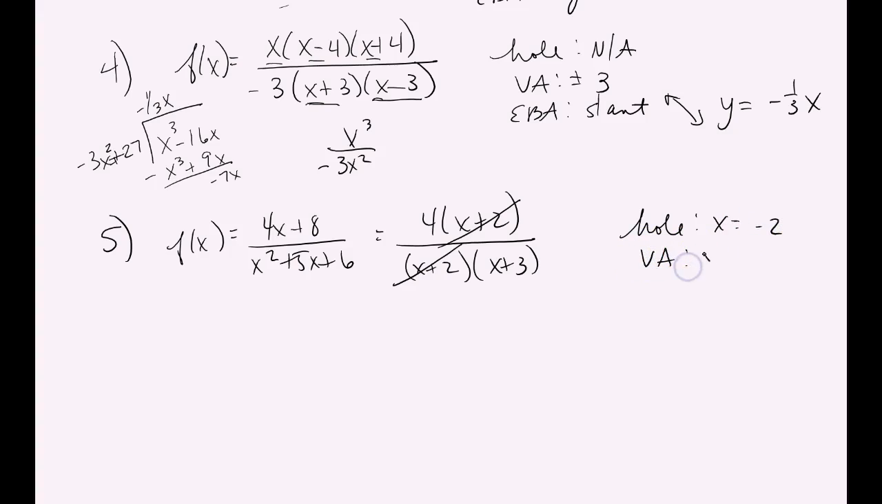The vertical asymptote is the denominator, x equals negative 3. The end behavior asymptote, if you want to look back at the beginning, it's an x to the first over an x squared. It's larger on the bottom, so it's automatically a horizontal asymptote at y equals 0.